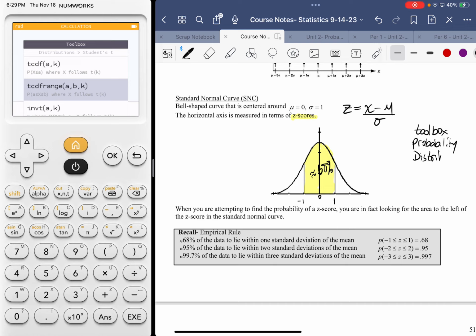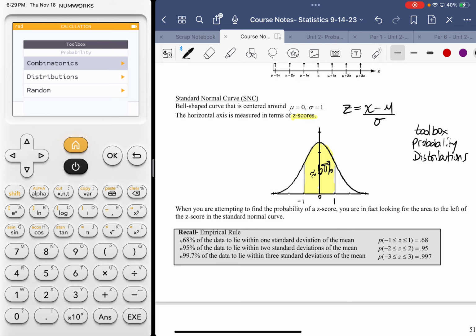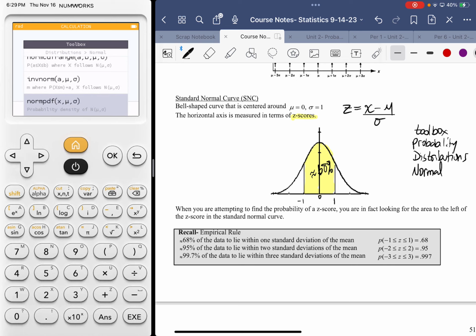Distributions. All right, so we've lived in the probability menu. We've gone to probability and we've done the combinatorics, you know, the factorials, the permutations, all that stuff. We're going to distributions. Select normal. And then once you do that, you have a few different options to work with.